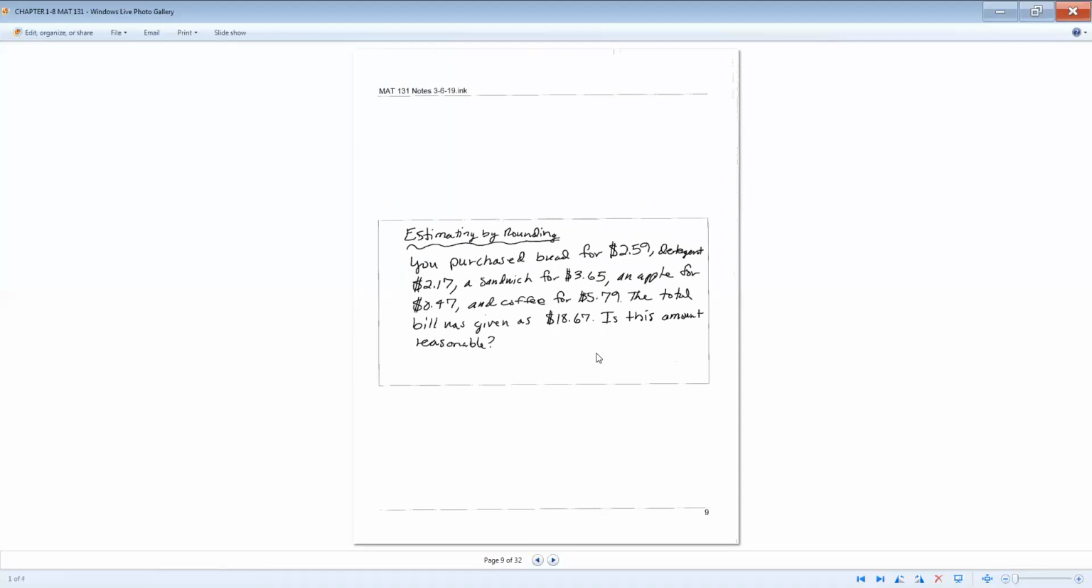Then this $5.79 will round up to $6. Add those together, you get $15. So that's how you get your easy calculation. That means the $18.67 was not reasonable, because here we're getting $15 as an estimation. And if we just add these values straight up, we see we get $14.67, which once again rounds up to $15.